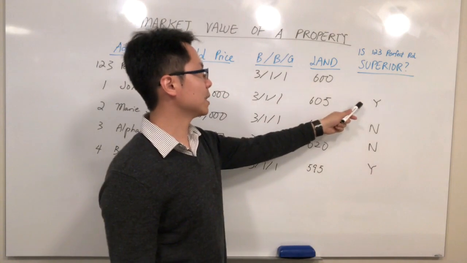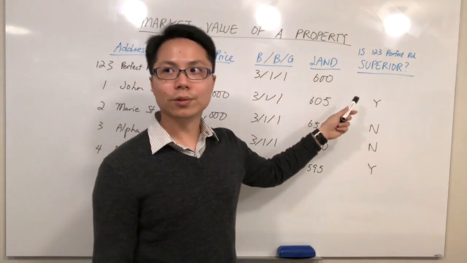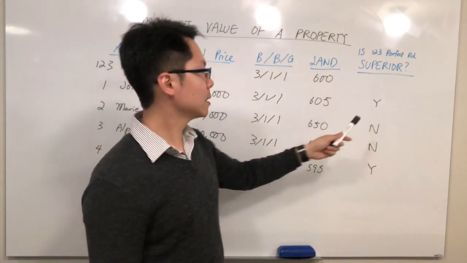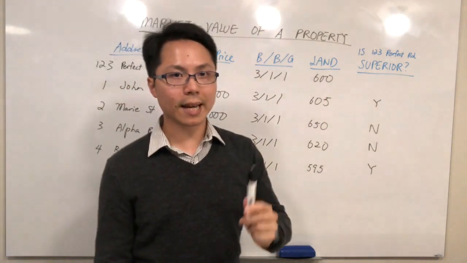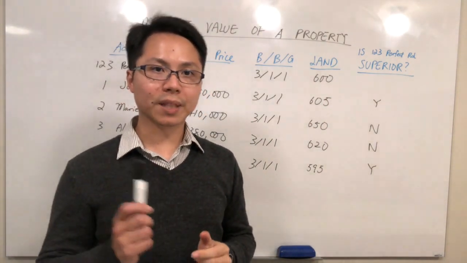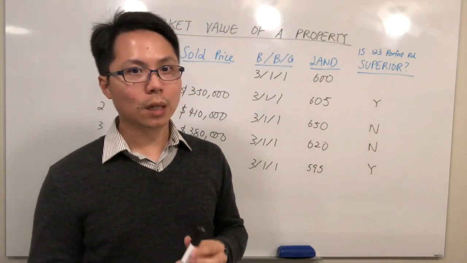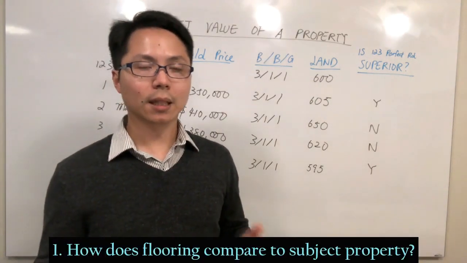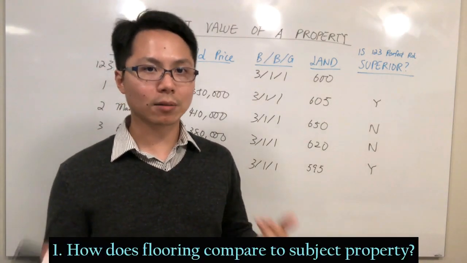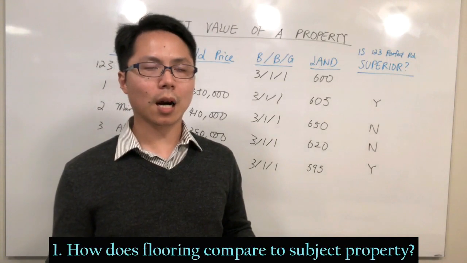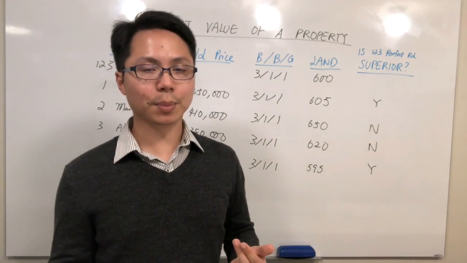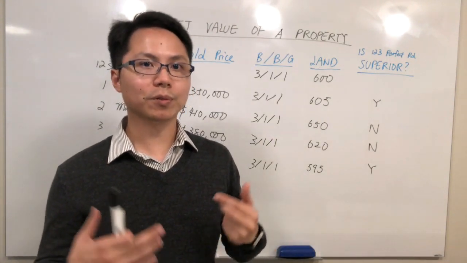Now the question comes down to: is 1, 2, 3 Perfect Row superior to 1 John Street? How do you determine that? A couple of key indicators. For example, you look at the flooring. Is it carpeted? How is the carpet condition? Do you need to replace the carpet? How does it compare with 1, 2, 3 Perfect Street?